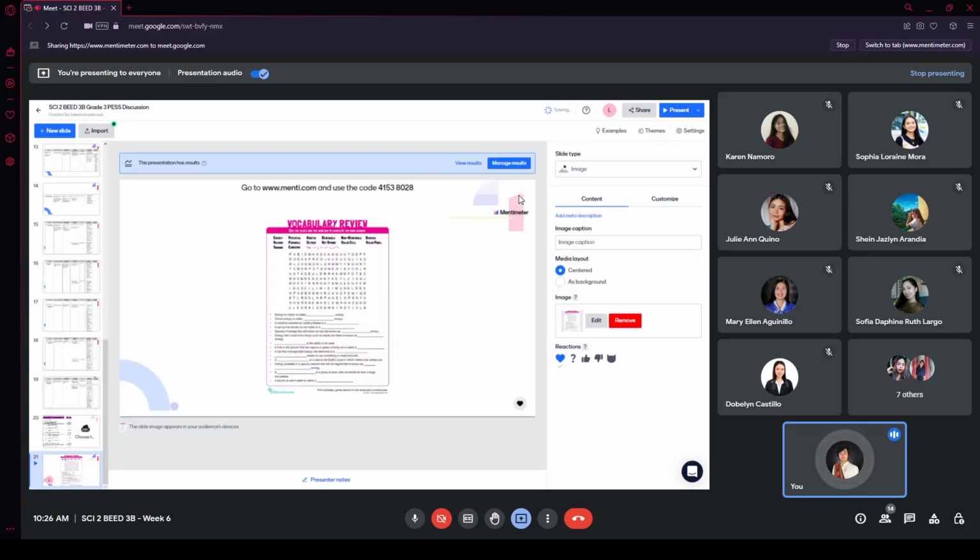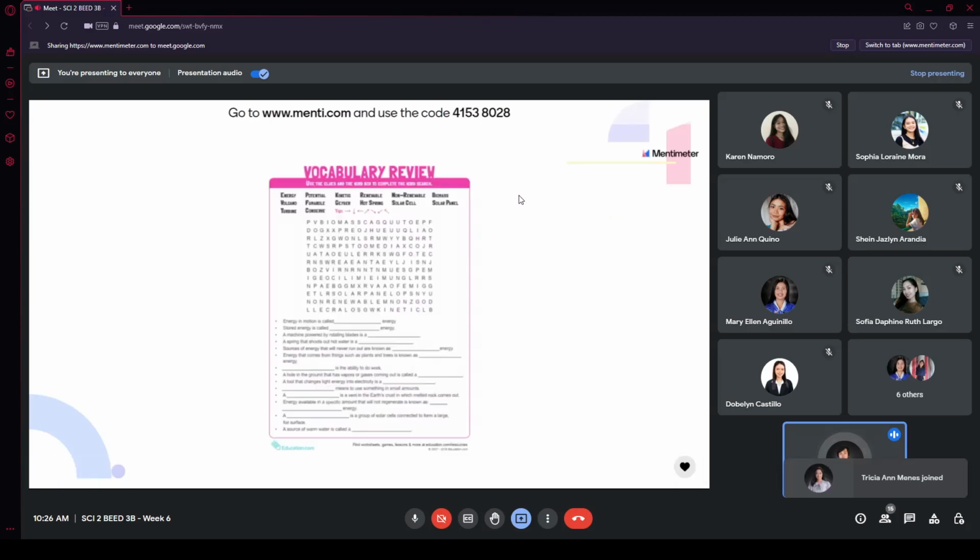Vocabulary review. So you want to let them play what do we call this again? Word search, right? You want to let the students do a word search. Where can we find energy? Is it diagonal, horizontal, or horizontal reverse, vertical, or vertical reverse? Different directions.